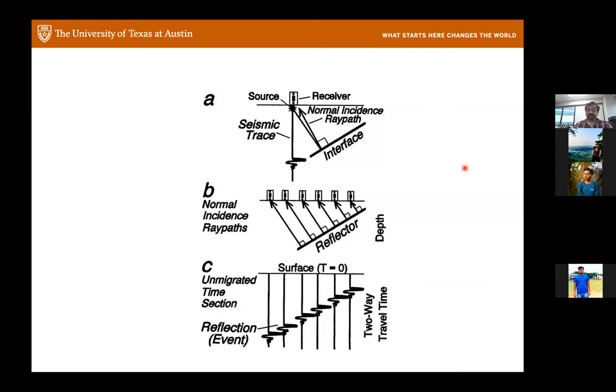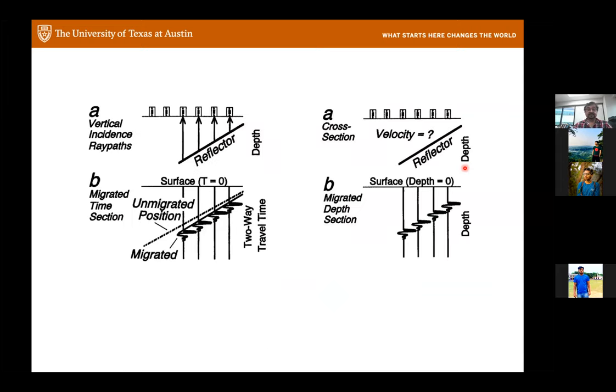So how do we correct for that? We use something called migration. Seismic migration makes use of the velocity to take the unmigrated position and move it to the position where it should be, according to the dipping part of the reflection.